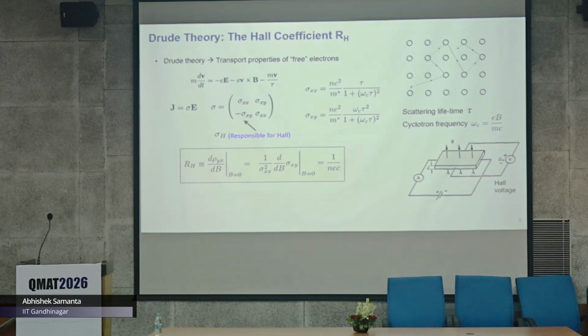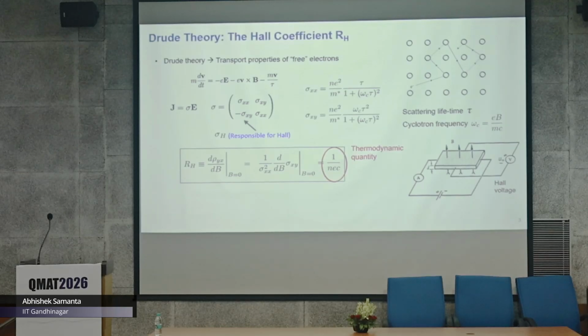Okay, so the DC Hall coefficient is defined as the derivative of the transverse resistivity with respect to the magnetic field in the limit of the field going to zero. And in terms of the conductivity, it looks like this. Now if you insert all the values of sigma xx and sigma xy from here, you can see that the effective mass gets cancelled out, the scattering time gets cancelled out, the magnetic field also gets cancelled out, and we obtain a very simple looking expression, which is 1 over nec, where n is the density of the charge carrier.